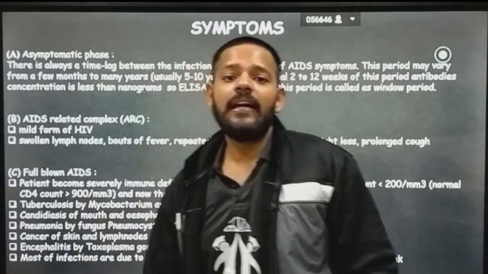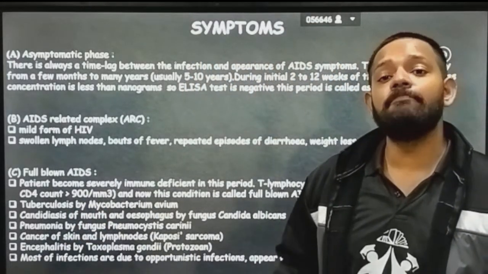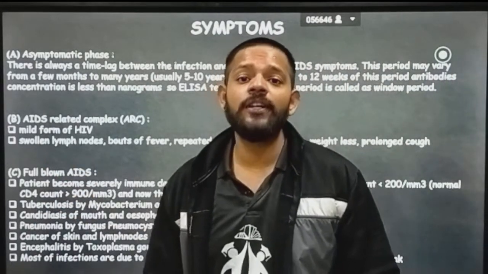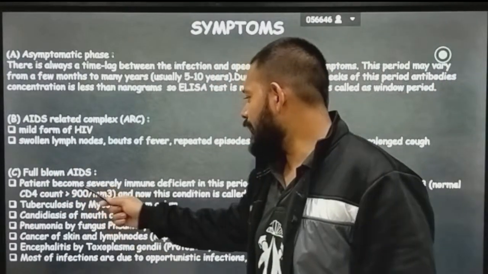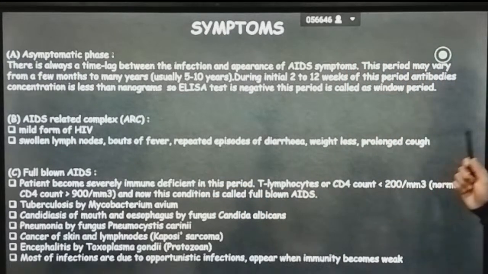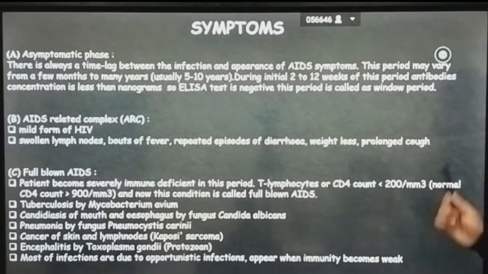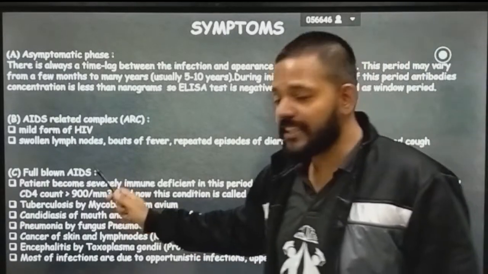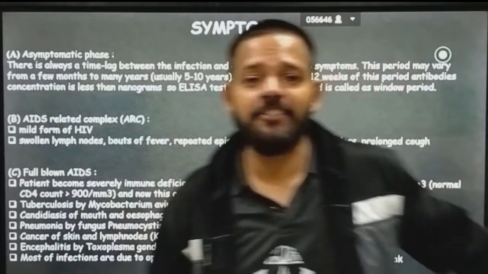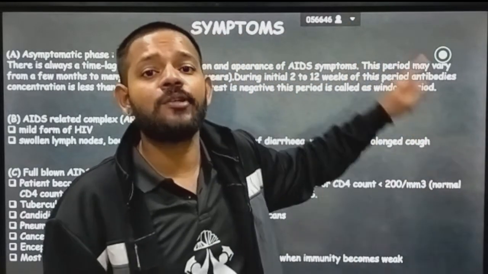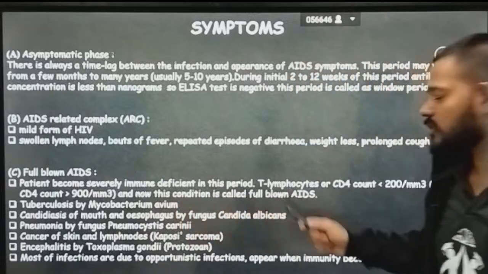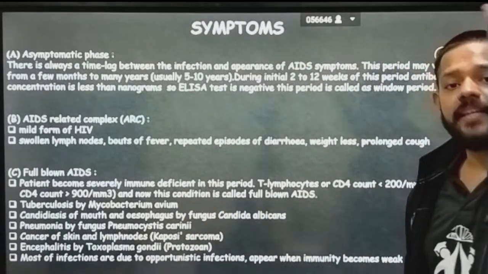And the third one, which is the symptomatic phase of HIV/AIDS, is full blown AIDS. The patient becomes severely immune deficient in this period. T lymphocyte CD4 count is less than 200 per cubic millimeter. The normal value of CD4 is more than 900 per cubic millimeter, but in this disease it goes down to less than 200 per cubic millimeter. And this condition is called full blown AIDS.